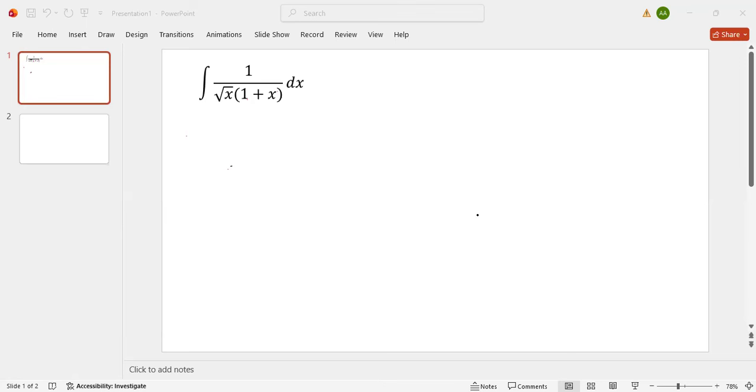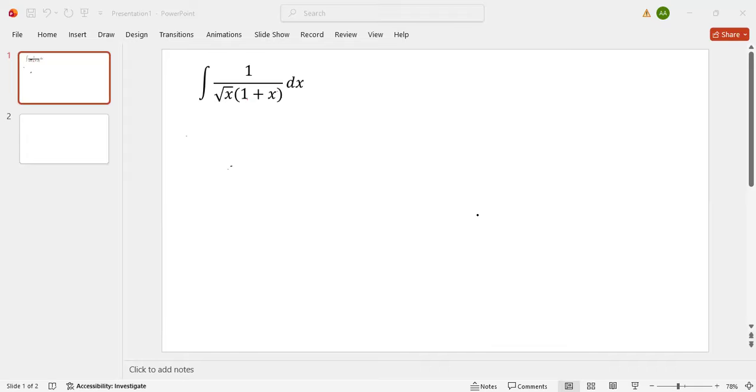So we are starting a series on solving 100 integration questions. The first question in our series is the integral of this function: 1 upon root x into bracket 1 plus x dx. We have to solve this question and get an answer. So how do we go about solving those questions?